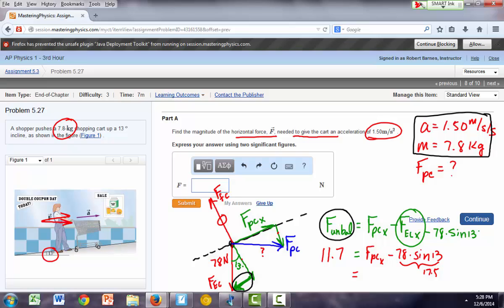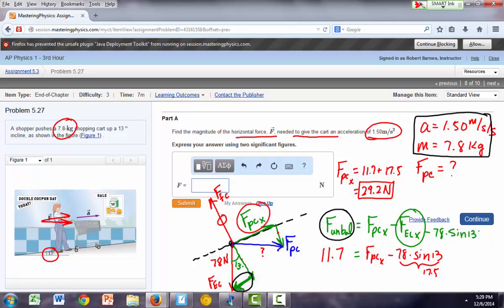So that's going to be 29.2 in the x direction. Now that's the x component. That is not the answer.